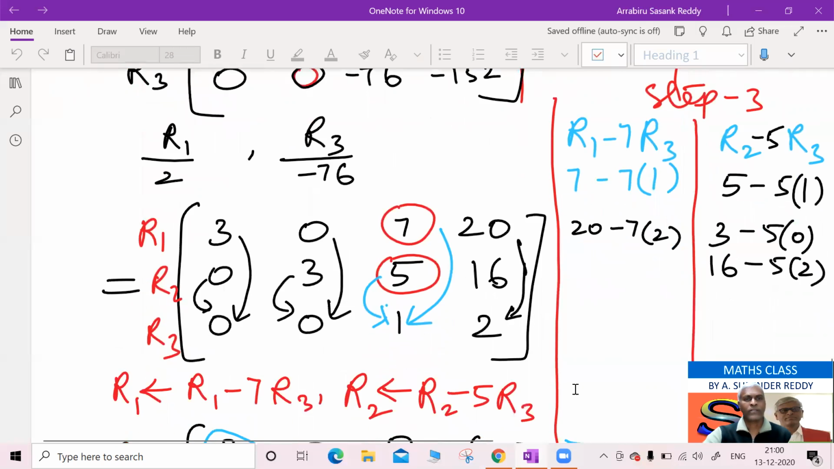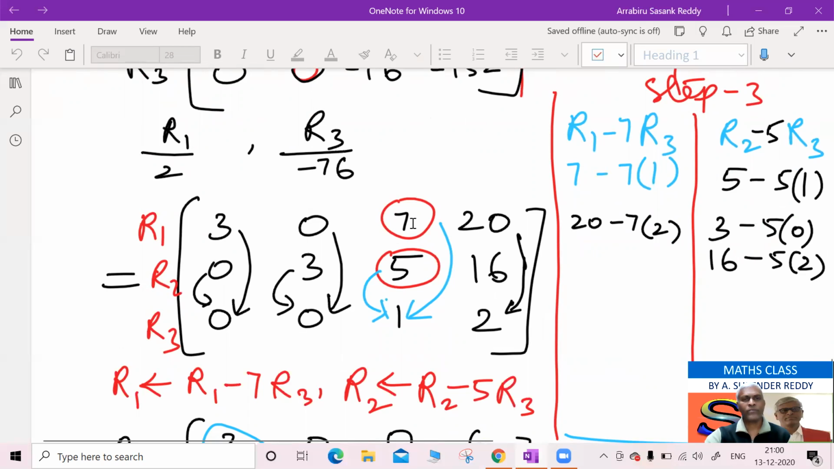So next, we have to convert the third column, 7 and 5, the first number and second number, as 0. So we have to convert 7 into 0, 5 into 0. So in the third step, no change in the third row. R3 is not changing. Only we have to change R1 and R2. So the third element in R1, the third element in R2.